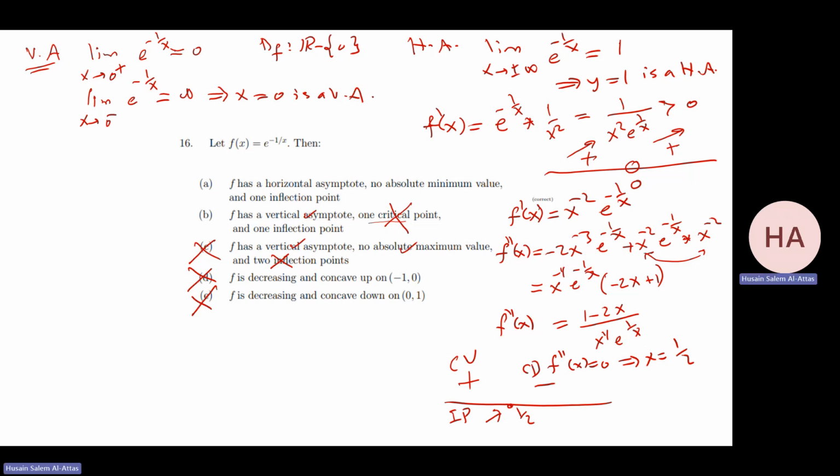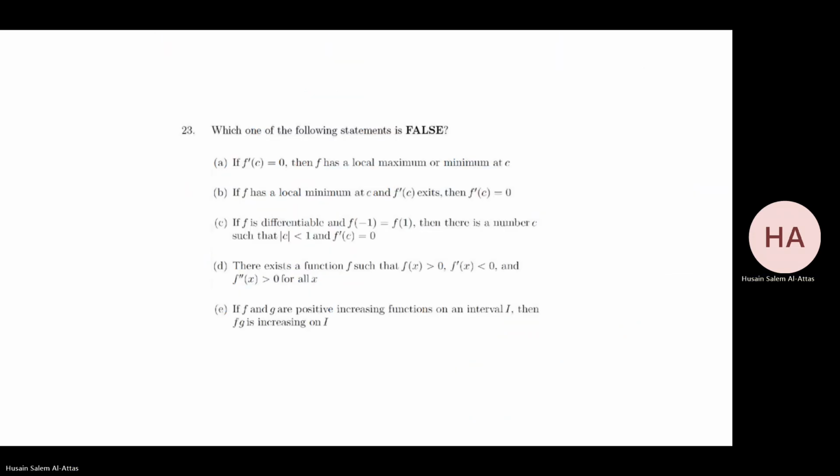Yeah. At zero, the function is not defined. So we have here no critical point, because zero is not in the domain of the function. So this is wrong. f has a horizontal asymptote, correct. No absolute minimum, correct. One inflection point, correct. So this is correct. Which one of the statements is false?